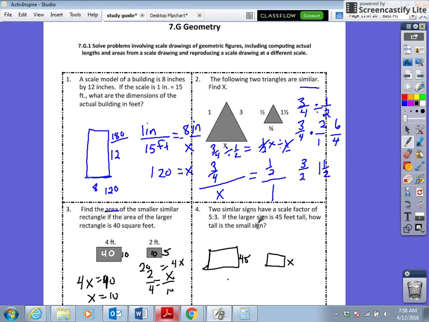Okay. So 5/3. Okay. So this is the scale and this is real life. So I can say, I don't know what, I know this is 45 feet tall.